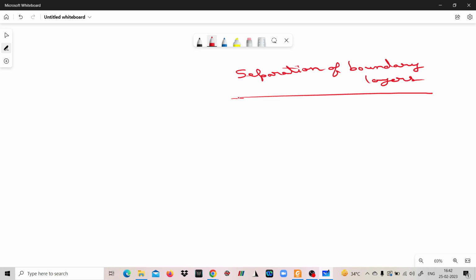So what is separation of boundary layers? See, say this is an arbitrary solid surface, flow is taking place. When the boundary layer separates or detaches from this solid surface, it is known as separation of boundary layers. But you need to understand why this boundary layer separation takes place.